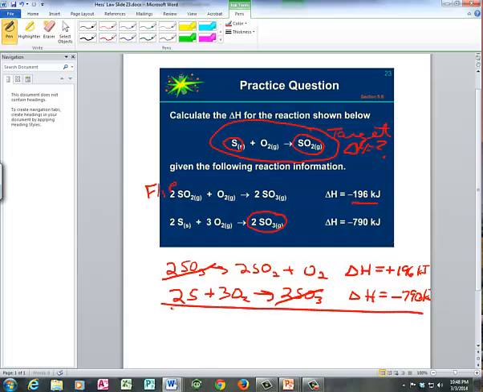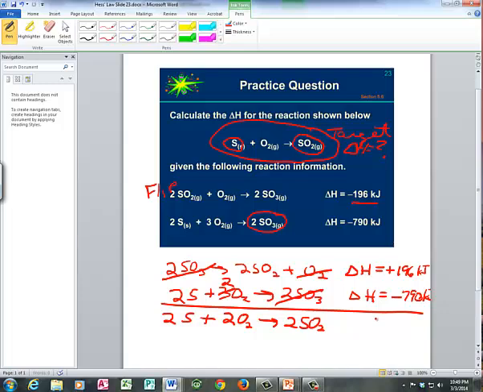And so if I add this up, I get 2 sulfurs plus, and I've got 3 O2s here and 1 O2 here. So I can go ahead and cancel 1 of the O2s. That's going to give me 2 O2s instead of 3 O2s. So now I'm going to have 2 diatomic oxygens, and that's going to give me my product of 2 SO2.